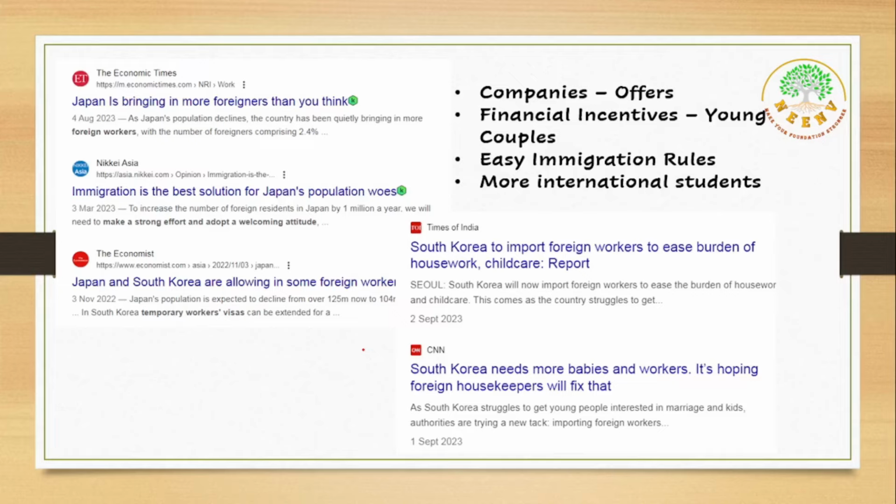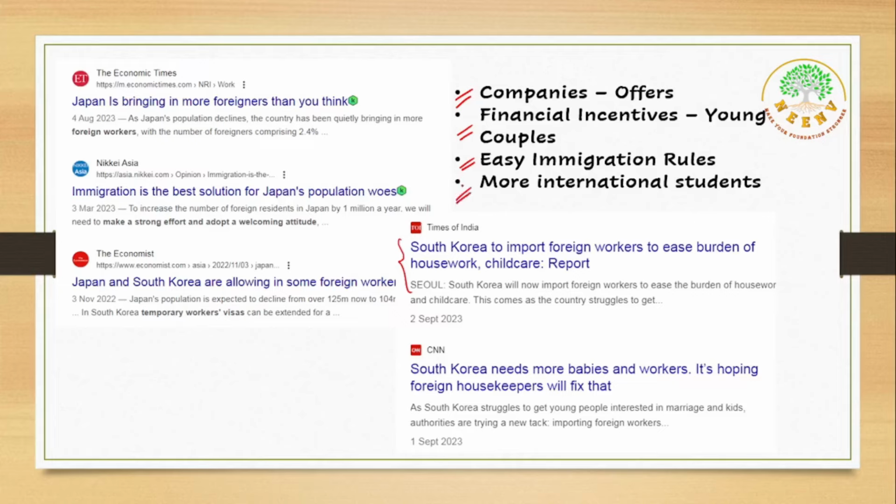When there are too many old people, they would make policies that would either promote population increase, or they would want to attract immigrants from other nations. By that logic, the countries are taking actions wherein Japanese companies are giving offers to people who have more children. The South Korean companies are giving financial incentives to their employees, especially young couples, to produce more babies. And both these countries have also eased a lot of immigration rules so that they can attract more young foreigners to come and settle in their countries and work towards their economies.